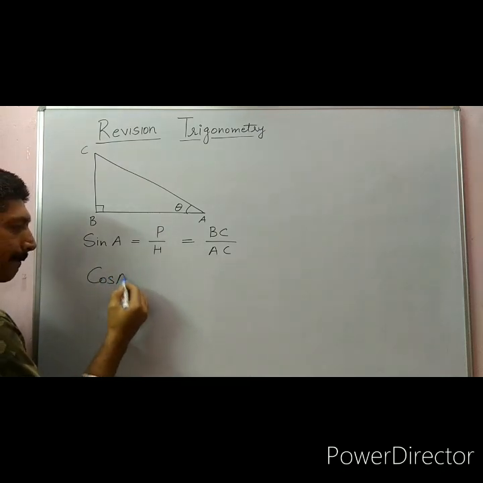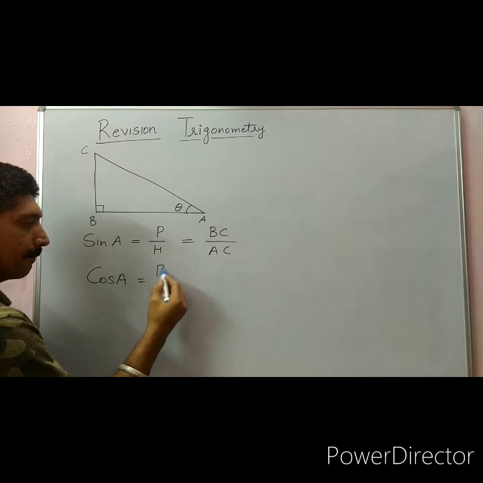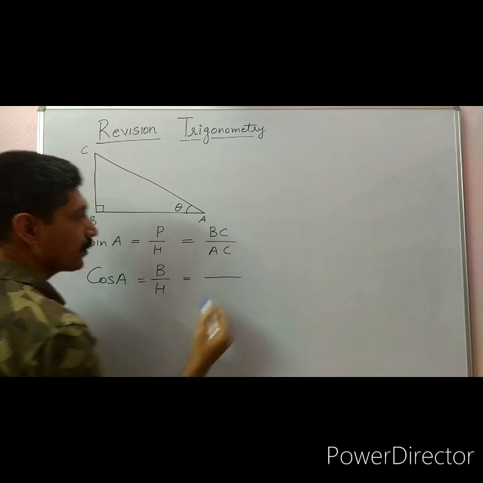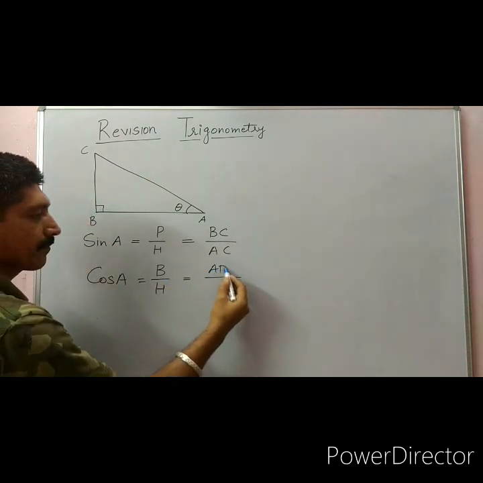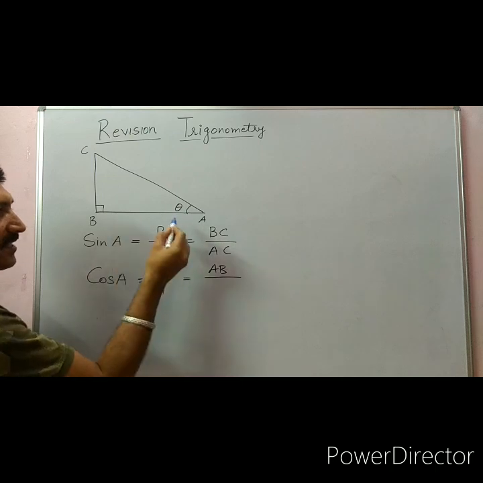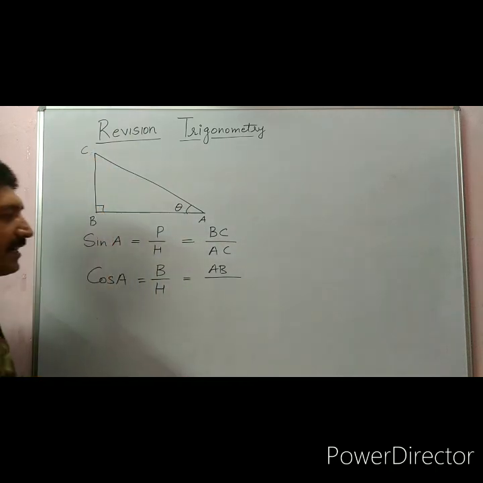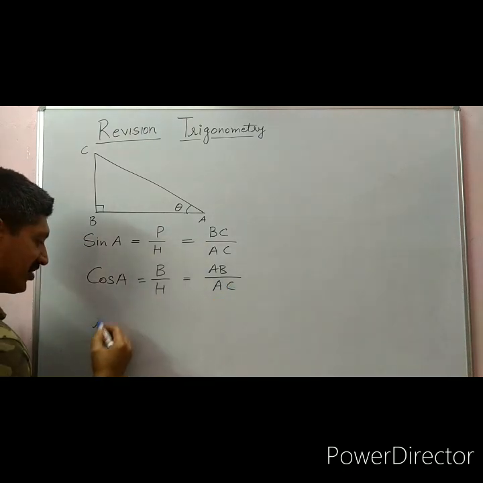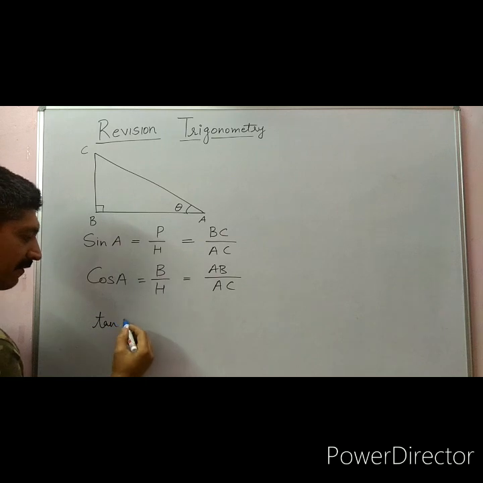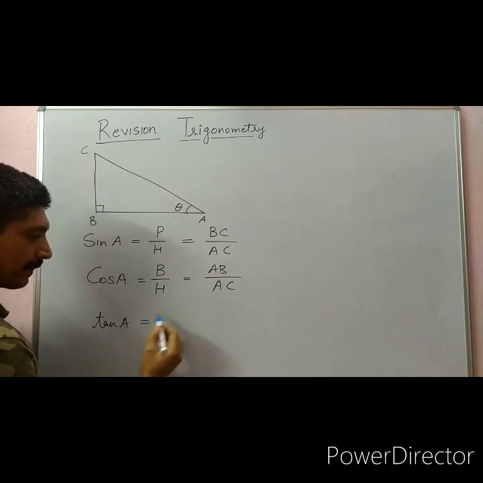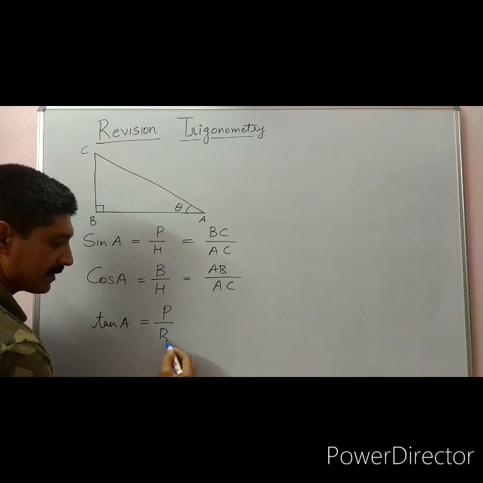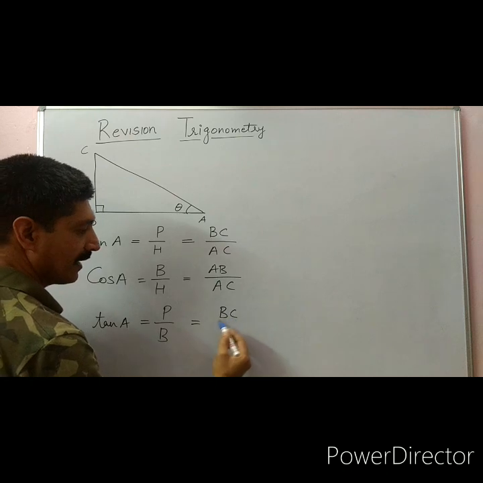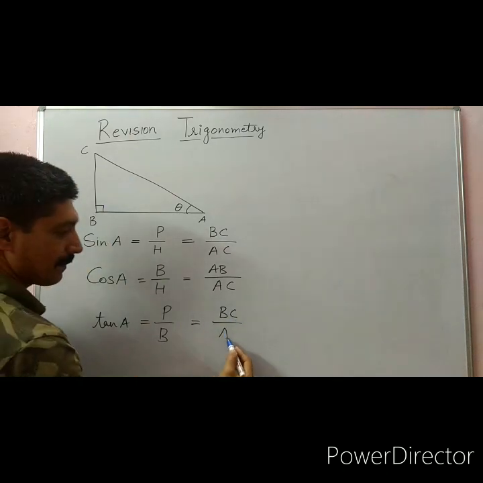Cosine of A is equal to base upon hypotenuse, which is equal to AB. AB is the adjacent side and BC is the opposite side. And tangent of A is equal to perpendicular upon base. So here perpendicular is BC and base is AB.